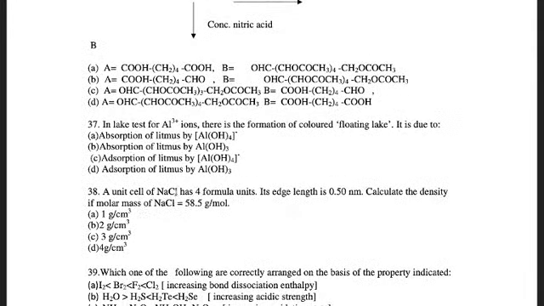Question number 38. A unit cell of NaCl has 4 formula units. Its edge length is 0.50 nm. Calculate the density if the molar mass of NaCl is 58.5 g/mol. Option A: 1 g/cm³, B: 2 g/cm³, C: 3 g/cm³, D: 4 g/cm³. Correct. The answer is option C, 3 g/cm³.